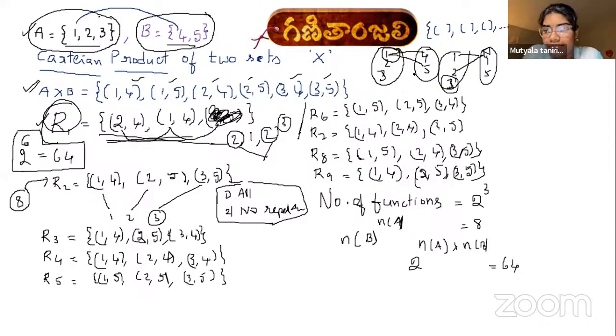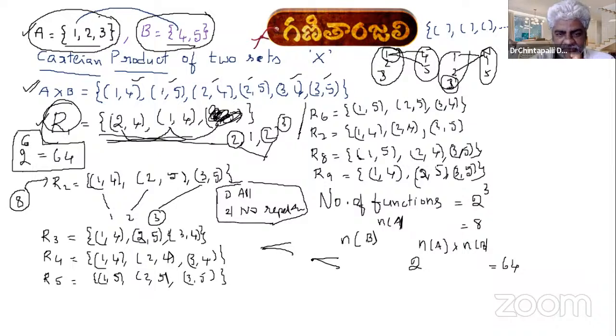To be called a function, no unused element can be seen. No repetition should be there. If any relation follows those two conditions, that is called a function. That means if you see associations like this or this, it's not a function. If we see any unused element, it is not a function.